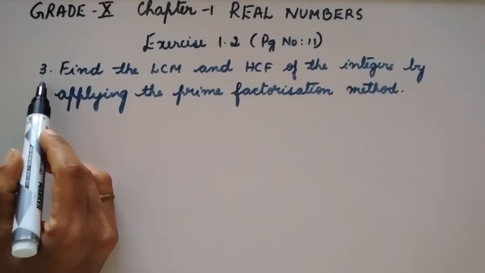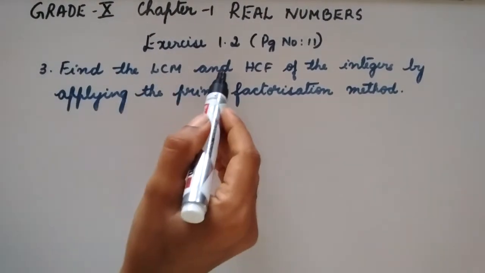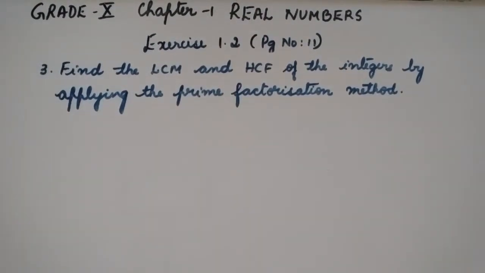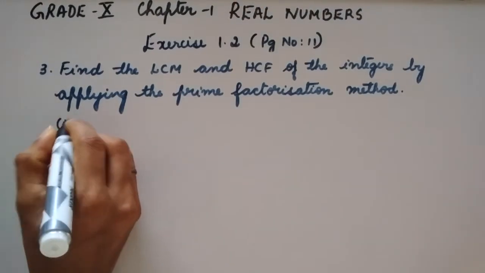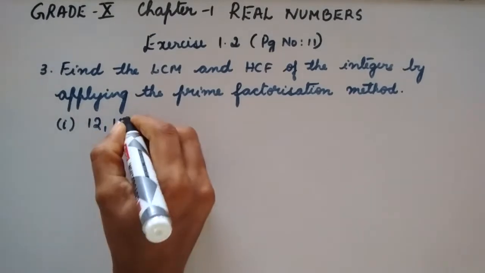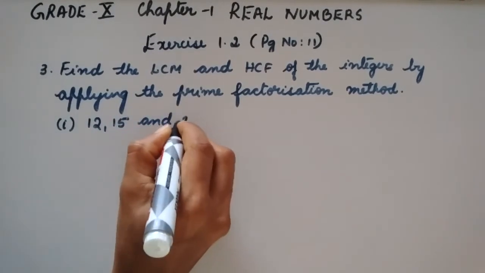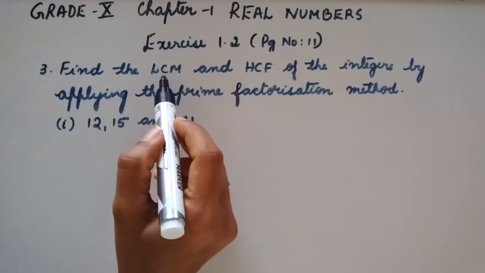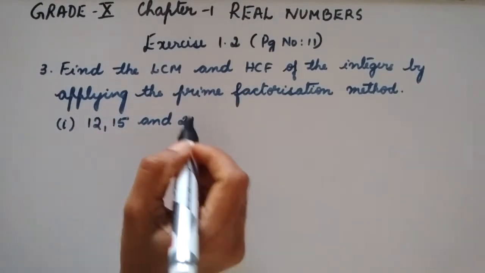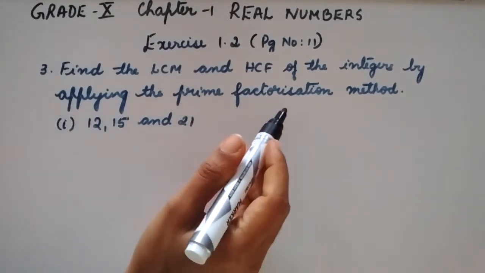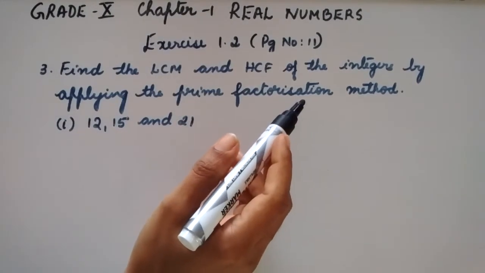Question number 3. Find the LCM and HCF of the integers by applying the prime factorization method. So the integers given are 12, 15 and 21. So we have to find the LCM and HCF of these integers by applying the prime factorization method.